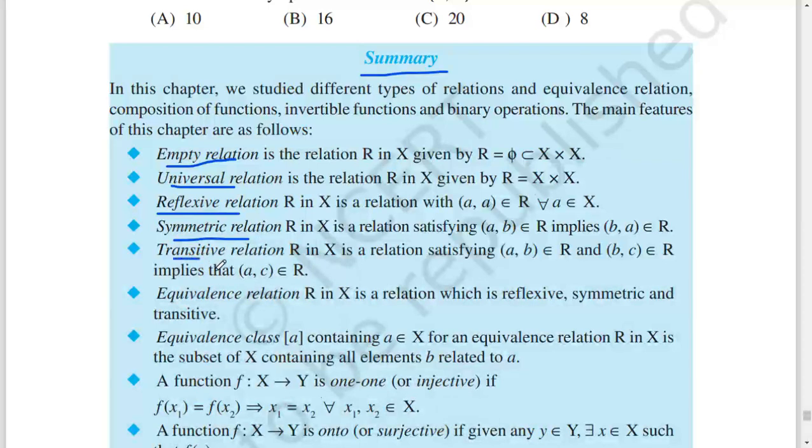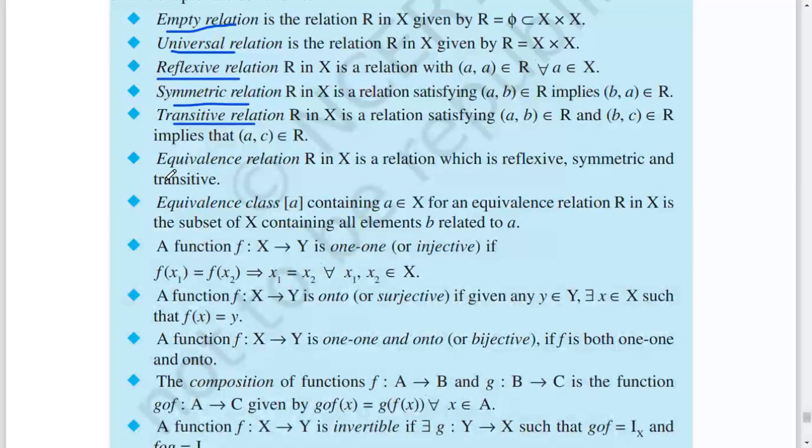A transitive relation R in X is a relation satisfying: (a, b) belongs to R and (b, c) belongs to R implies that (a, c) belongs to R. An equivalence relation R in X is a relation which is reflexive, symmetric, and transitive. The equivalence class of a, where a belongs to X, for an equivalence relation R in X is the subset of X containing all elements related to a.